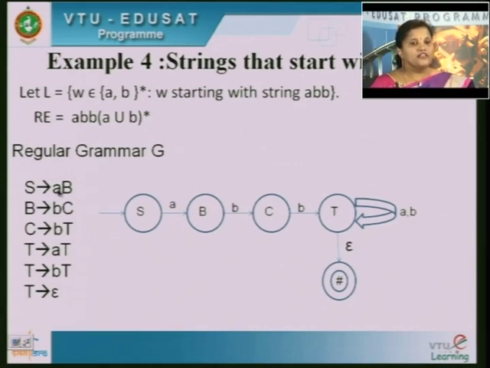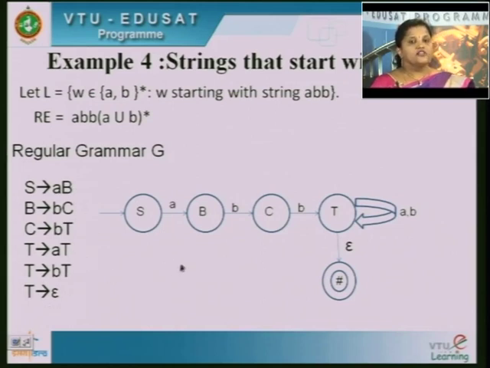If you want to write the grammar for this, first it should generate small a only, because it should not generate B here. The language consists of first starting with ABB. Okay. So first S generates AB, next B generates BC, next C generates BT. Once ABB has been generated, next T can have either A or B or epsilon. So the grammar, if you write, will have these rules.